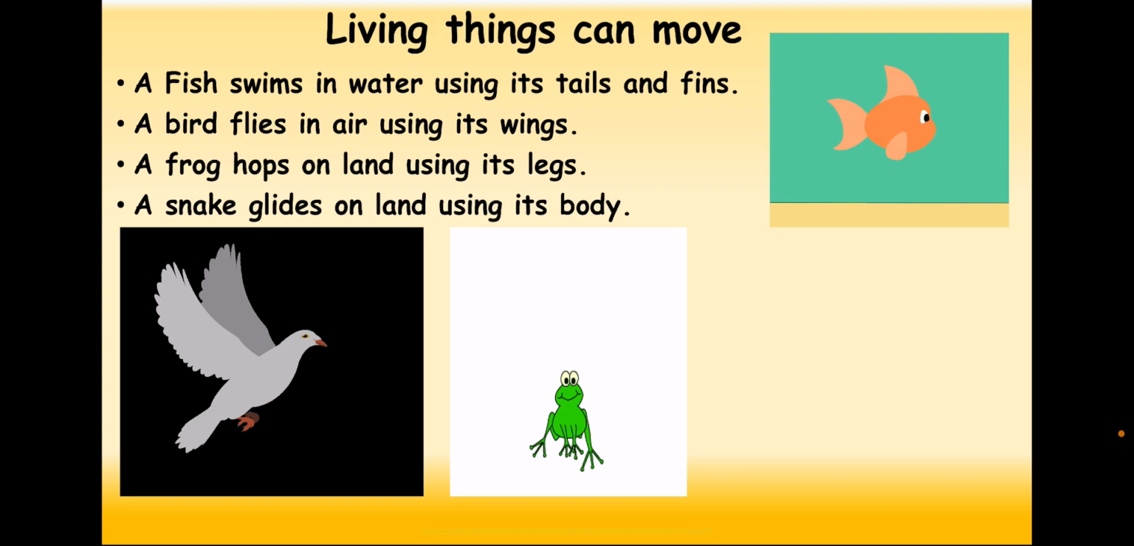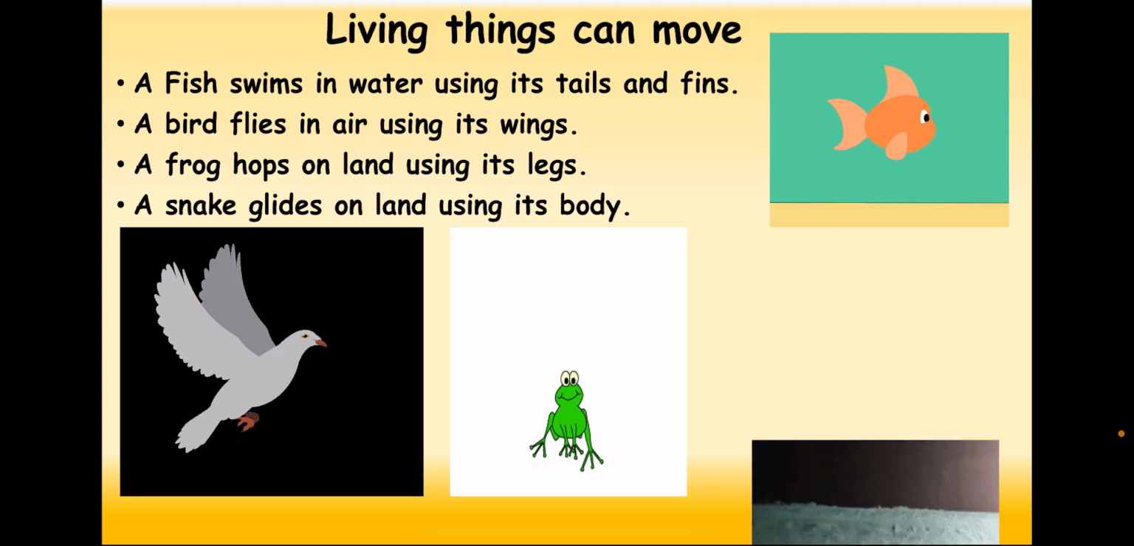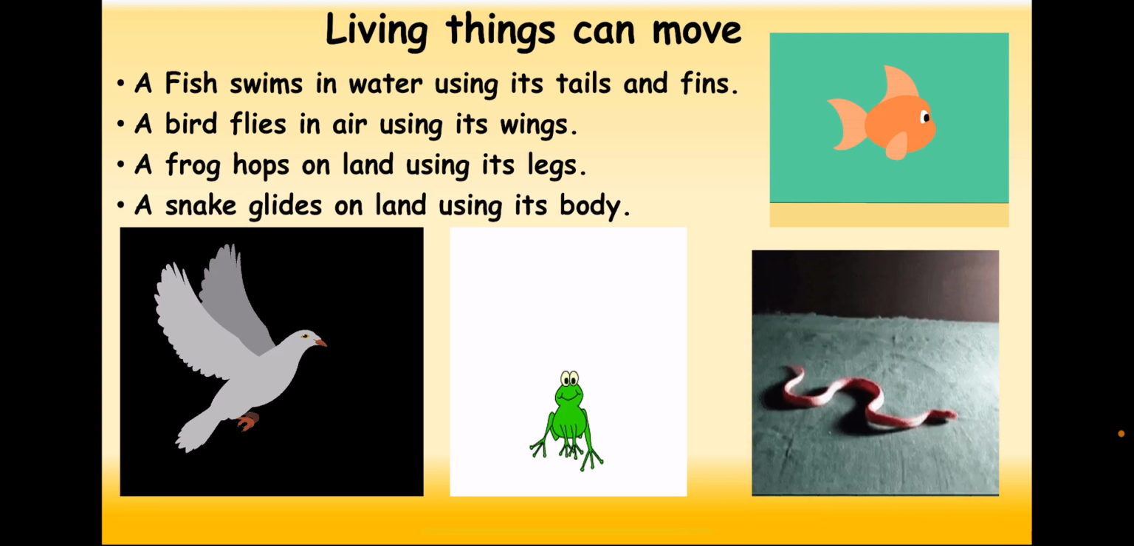A snake glides on land using its body. As you know that snakes do not have legs, so how does it move from one place to another place? So a snake glides on land using its body like this, and it moves from one place to another place. So these all are living things, and they can move with different things.